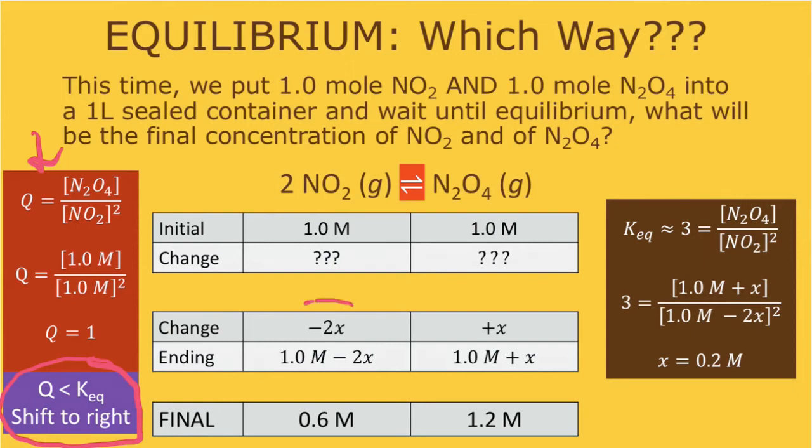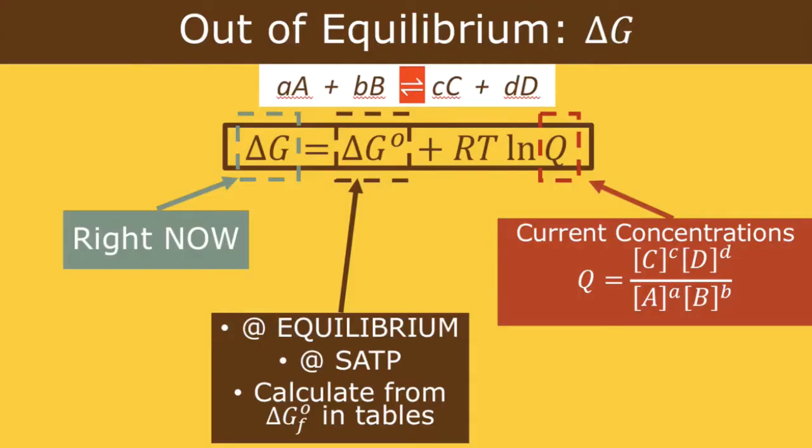Now we know the direction to change for our ice table, so that will be the minus 2x and plus x. And for our final concentrations, once we plug them into our KEQ formula in the brown box on the right, we find that x equals 0.2. And when we plug that in for x, we find that the final concentration of NO2 is 0.6 molar, and the final concentration of N2O4 is 1.2 molar.